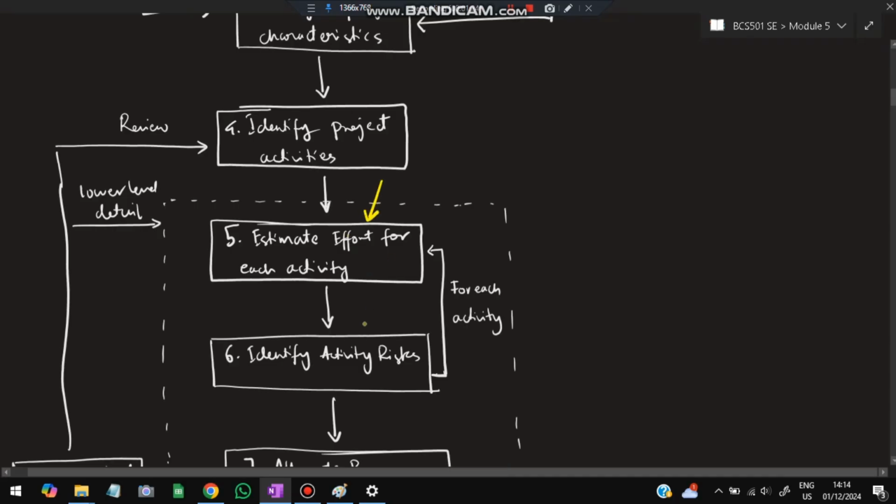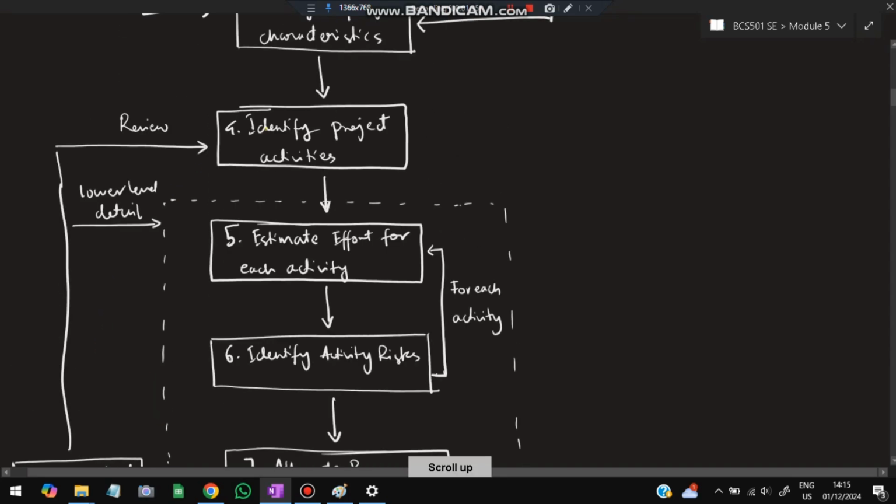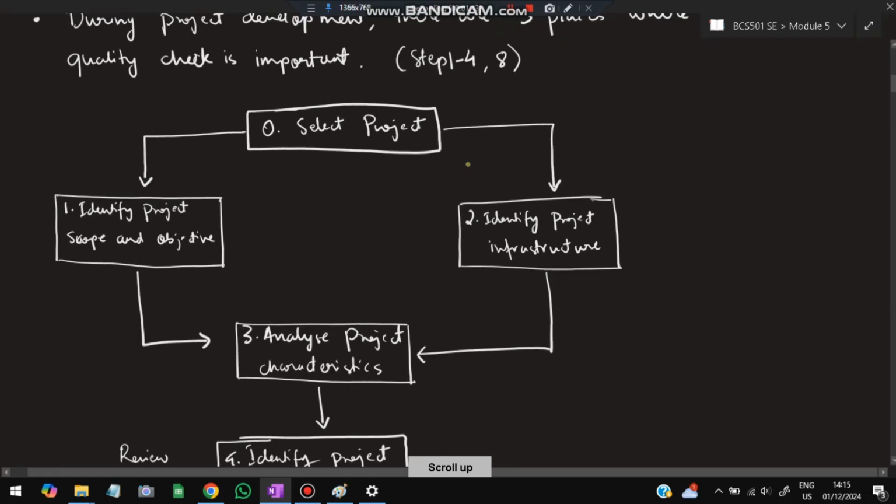Estimate the effort for it. Identify the risks involved in it, and what are the resources, allocate those resources. Review the plan, execute the plan, and then lower level planning and review. Again it goes from here. If any other change is required, any update needs to be done, again it will start from this step. So in steps 1, 2, 3, 4 and 8, the quality check is important.